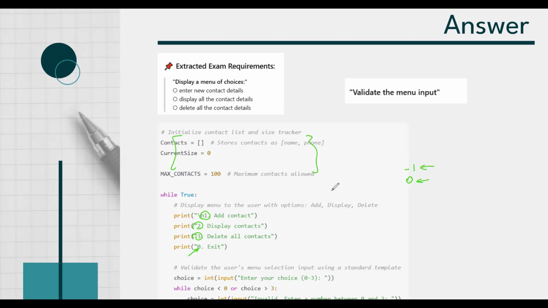Okay, the point here is that this was not mentioned in the exam question specifically, but I see that every menu must have a way to exit it. Since we are putting the while loop in a way that it will continue forever, it doesn't make any logical sense that we don't put an option for exiting the loop. So this is not specifically mentioned in the exam.